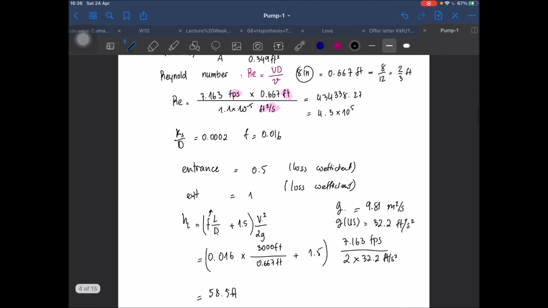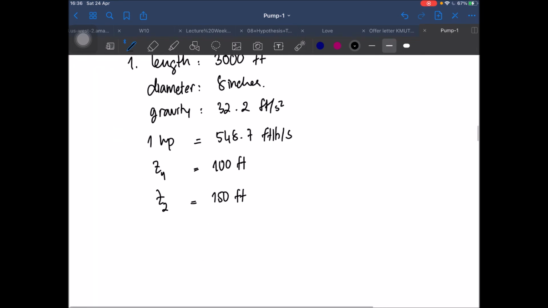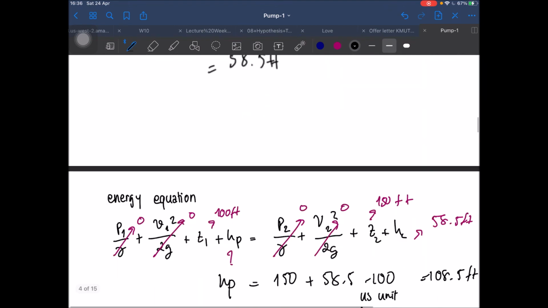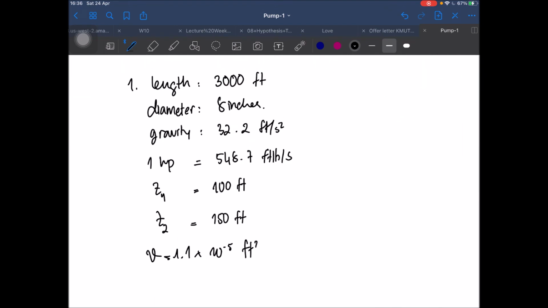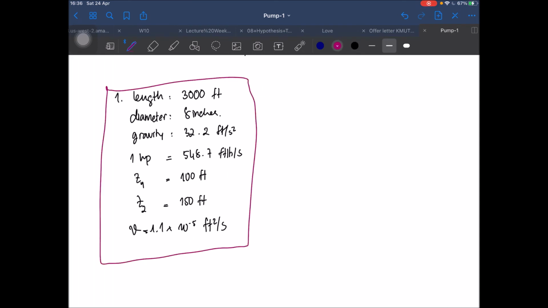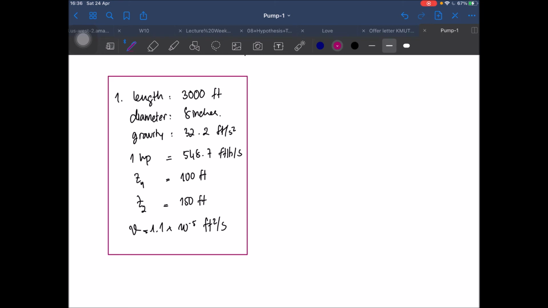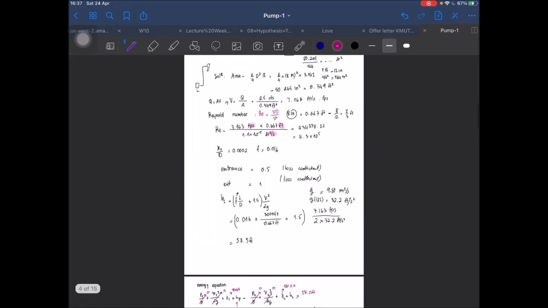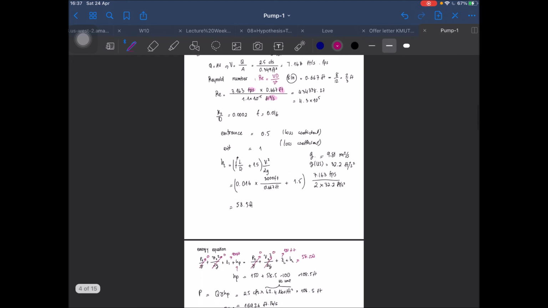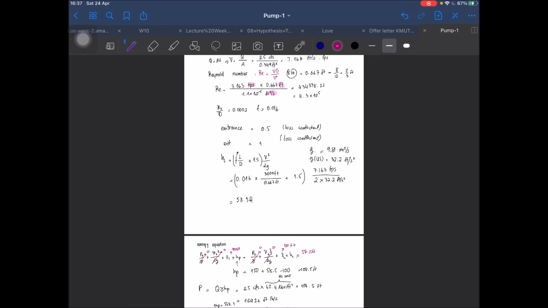Oh, viscosity 1.1 times 10 to the minus 5, the unit is feet squared per second. Okay, so now we have this one. Please try to do it yourself by using all this additional information and combine it with the information we have here. So now you can finally do this one, and we can move on to another exercise.